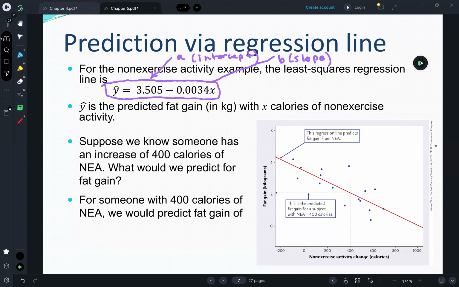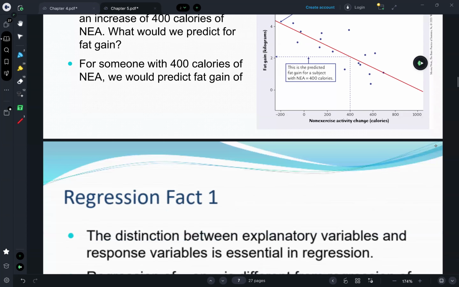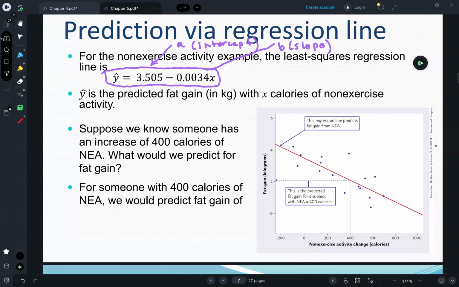So it gives us a y hat. How would we get that? We would plug in 400. So y hat, let's do x equals 400, and we can see what the y would be. 3.505 subtract 0.0034 times 400. It'll tell us what that value is, instead of just looking and saying, oh, it's just above 2. We can actually get the exact value.